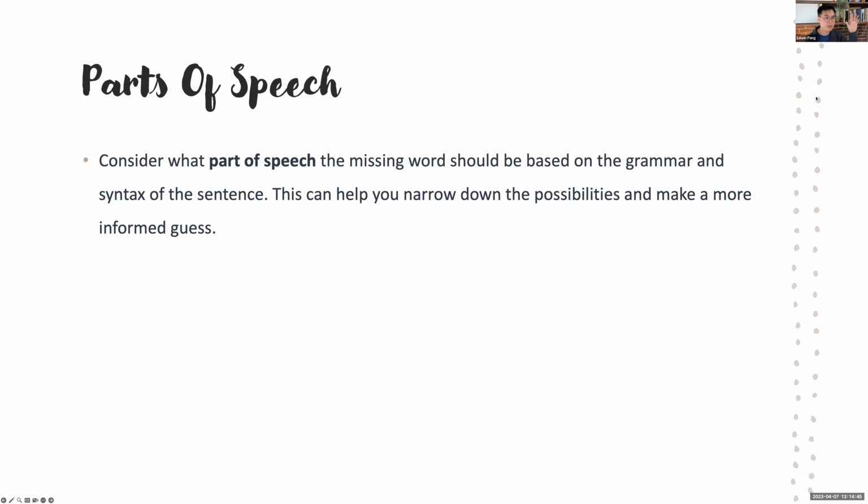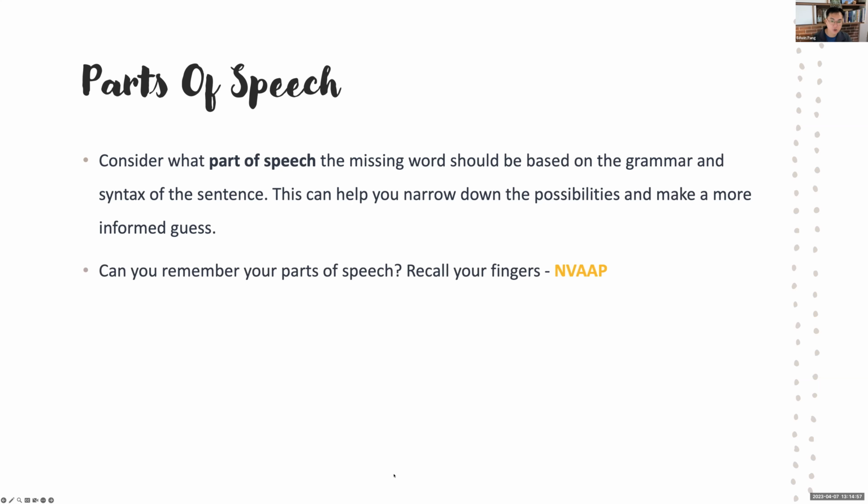Anyone? You can't remember what these fingers stand for? Do you remember your nouns, your verbs, your adjectives, your adverbs, and your prepositions? Right? These are the 5 major word types. So when I talk about your parts of speech, I'm talking about your nouns, your verbs, your adjectives, your adverbs, and your prepositions, right? And we've covered what each of these word types are and how they're related to one another, okay? So let's take a look here.